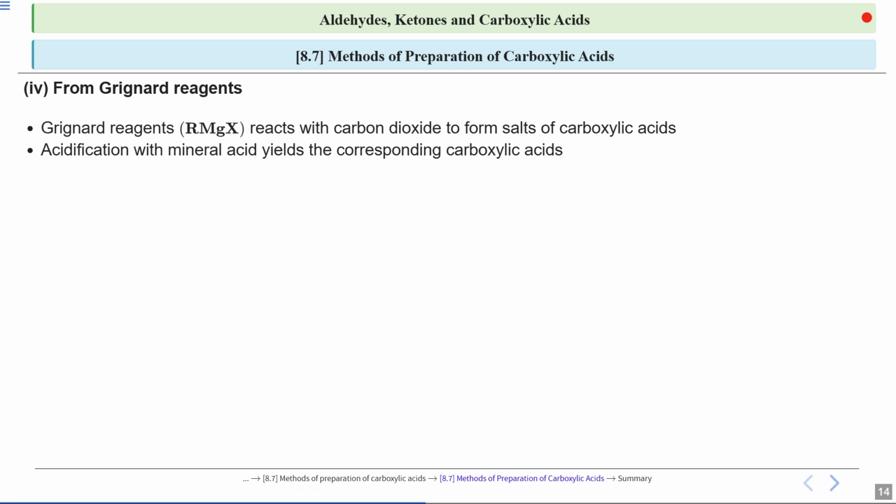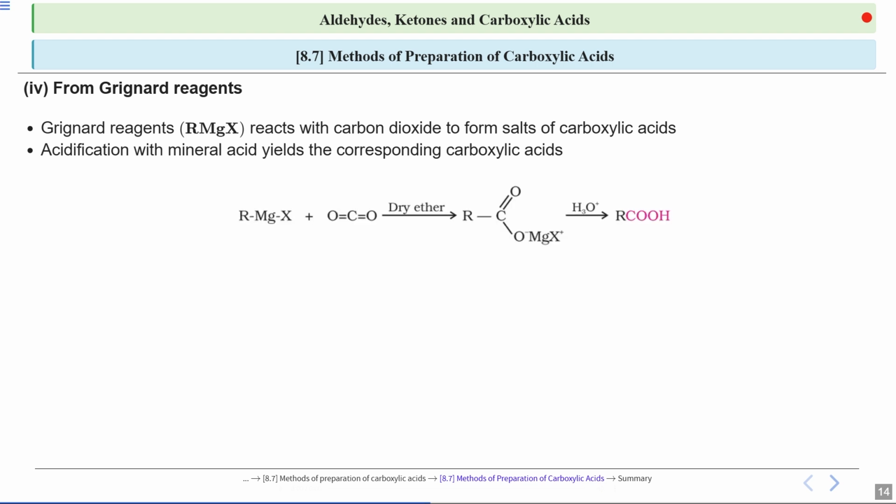So after we have formed the salt, the next step is acidification. By adding a mineral acid, we can convert the salt into the corresponding carboxylic acid. So when you add an acid like dilute HCl, it replaces MgX with hydrogen, giving carboxylic acid.